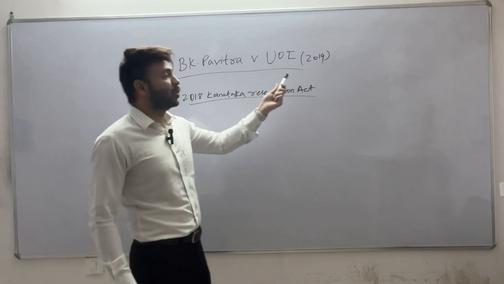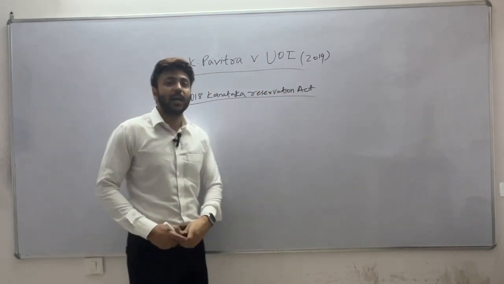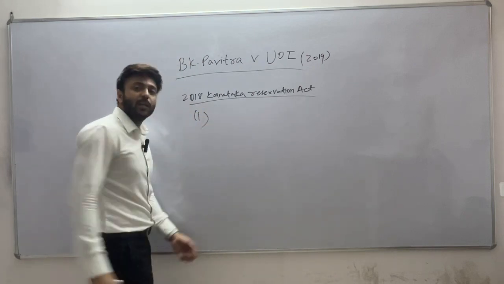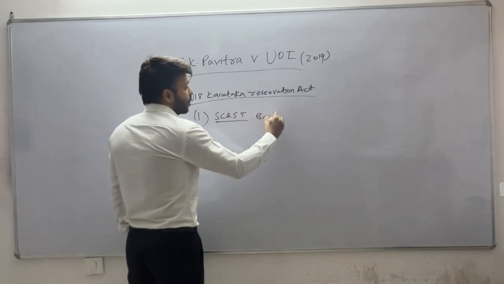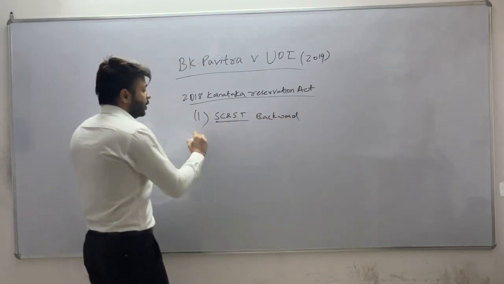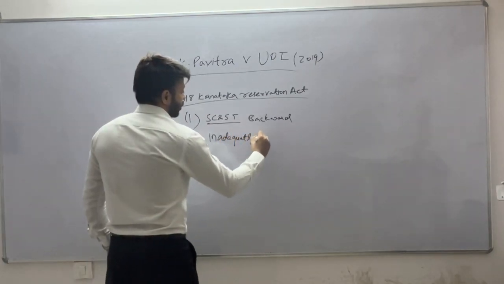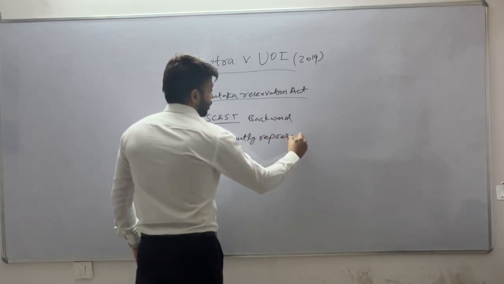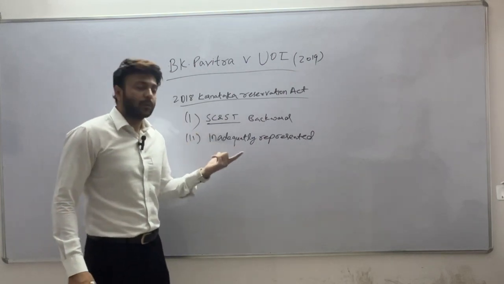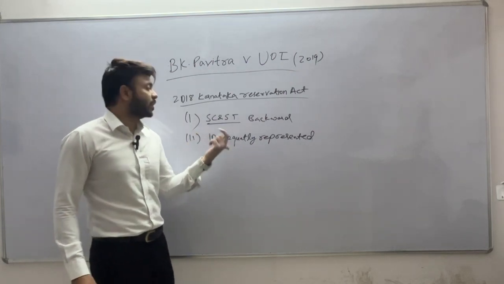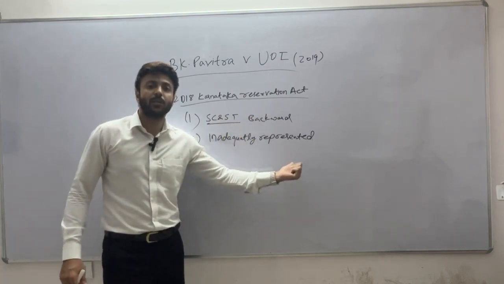In B.K. Pavitra versus Union of India in 2019, the court upheld the 2018 Karnataka Reservation Act, stating that the state has sufficiently proved that there is a SC and ST community which are backward and they are inadequately represented. The state of Karnataka was successful in proving that there is a backwardness of SCs and STs in the state and they are inadequately represented in the office of the state.